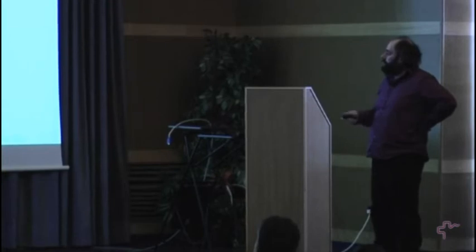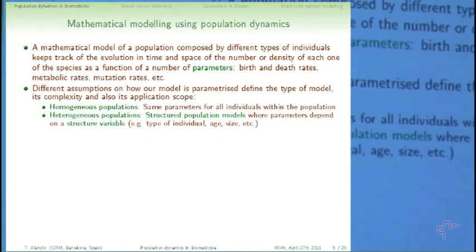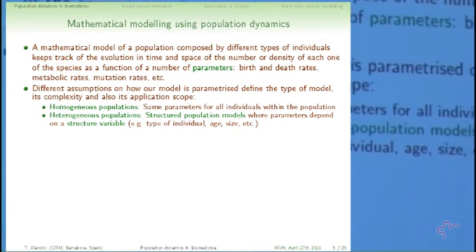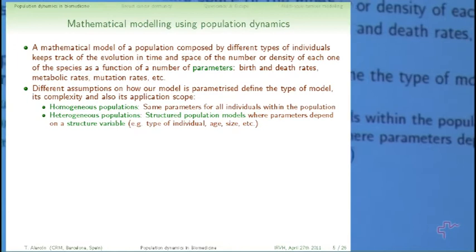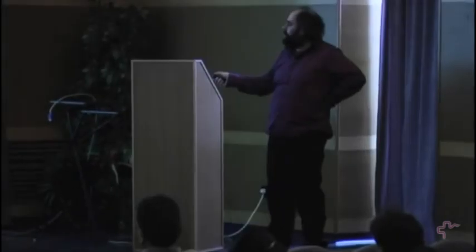In contrast to this first type of population, you can have a heterogeneous population. These are structured population models where the parameters depend on a certain structure variable. For example, different types of individuals can have different birth and death rates, or all these things can depend on age. For example, the birth rate can depend on the age. Typically, not all the individuals in a population have the same proliferative potential independent of age. So you can introduce all these factors through this kind of structure variable.